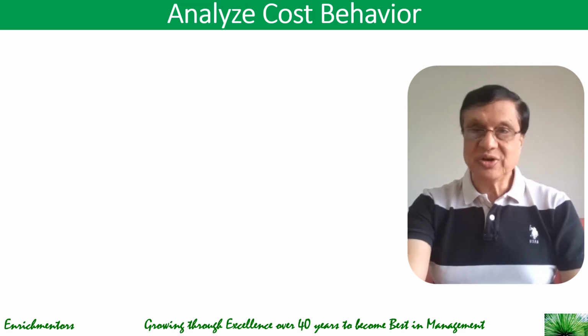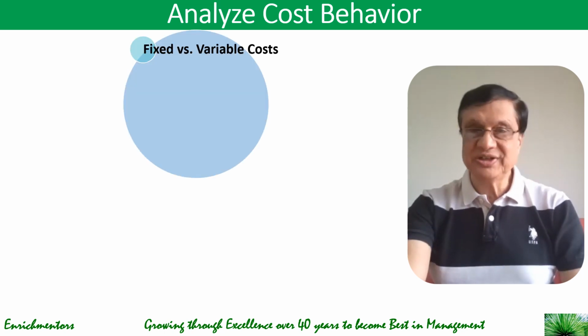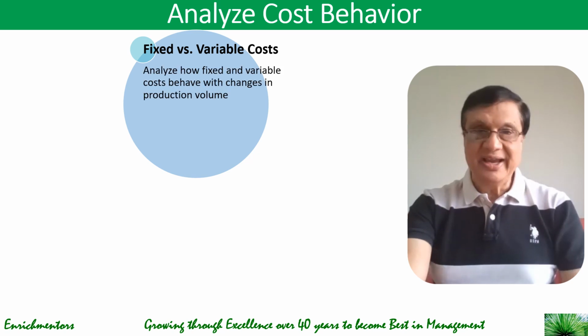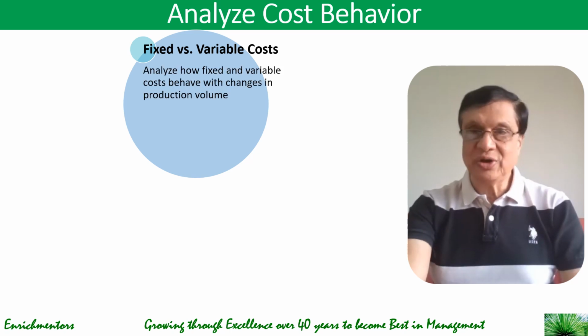Then you analyze the cost behavior. Now, how do you analyze the cost behavior? One of the dimensions is fixed versus variable cost. You analyze how fixed and variable costs behave with the changes in production volumes, right? And understanding cost behavior helps in decision making and planning for different production levels.